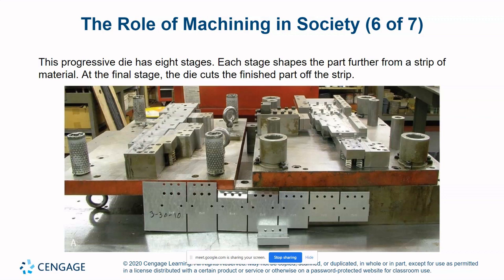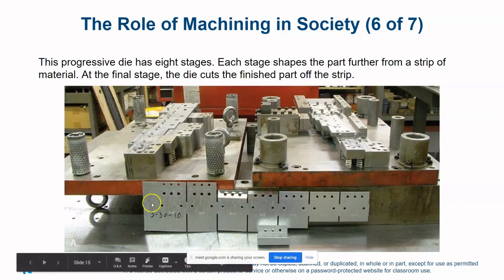So this progressive die has 8 stages. Each stage shapes the part further from a strip of material. At the final stage, the die cuts the finished part off the strip. So you can just kind of see the progression as things go. This started off as a flat piece of material and ended up in this 3D shape down here. They're just showing its progression down the line.